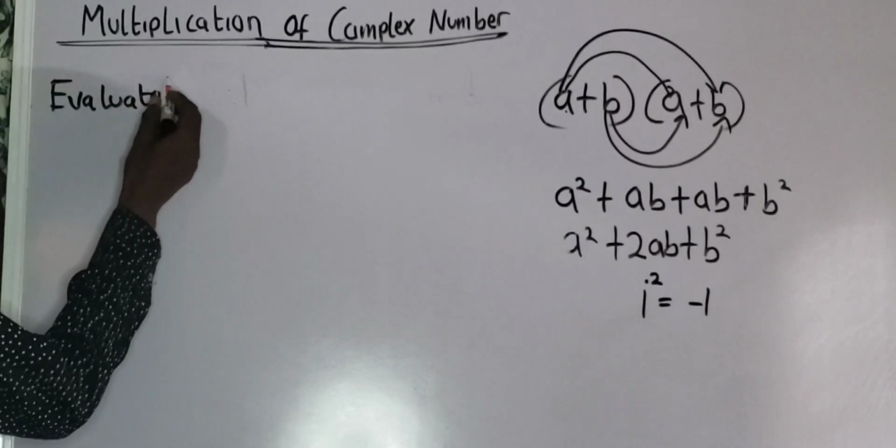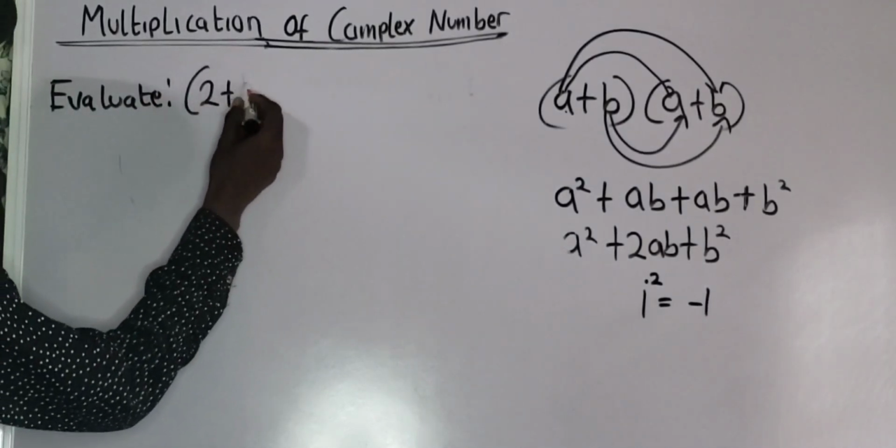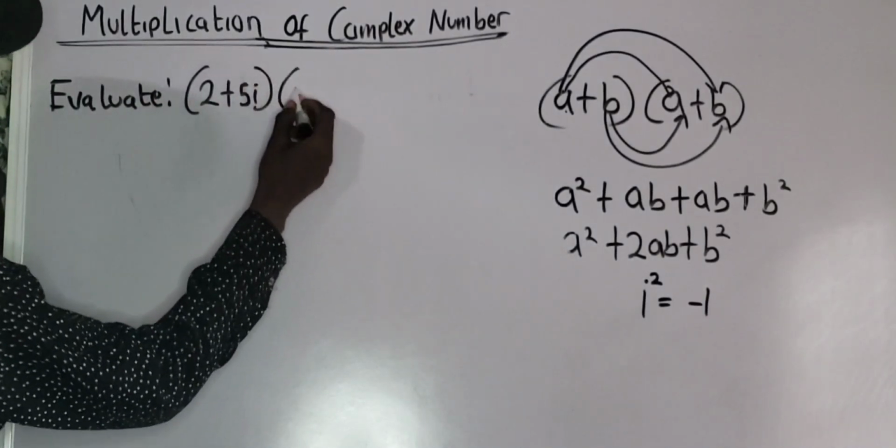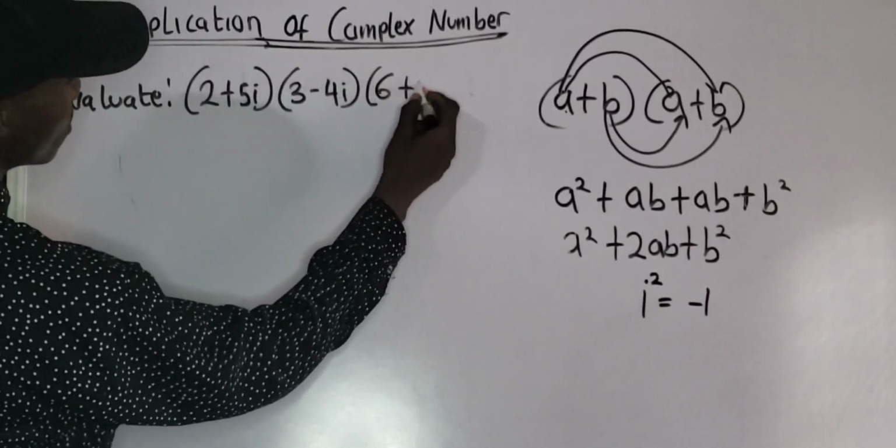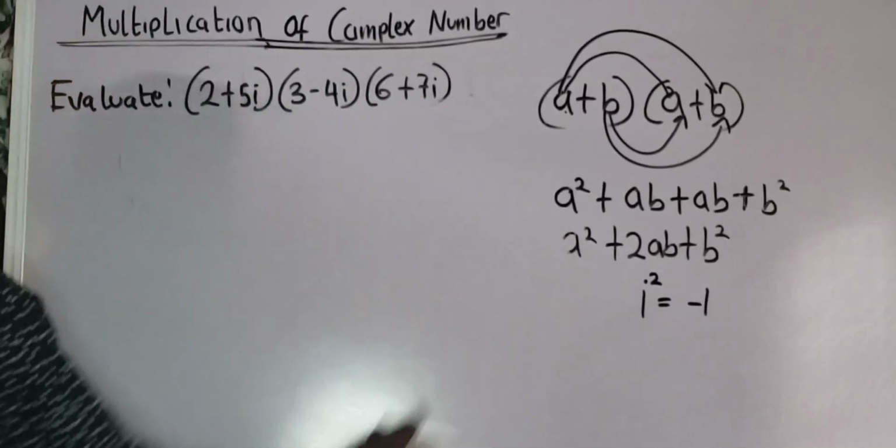Evaluate (2 + 5i)(3 - 4i)(6 + 7i). I want to evaluate this, okay?